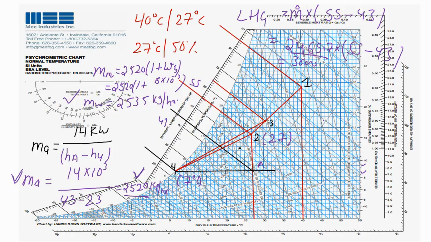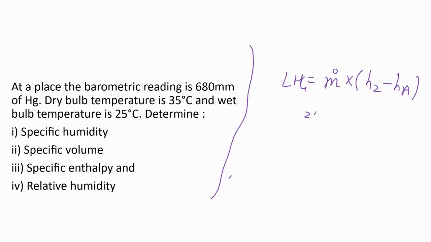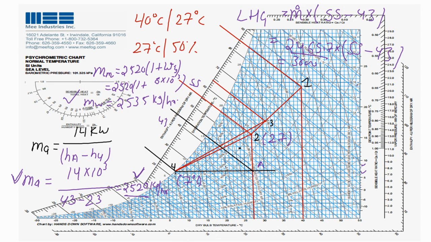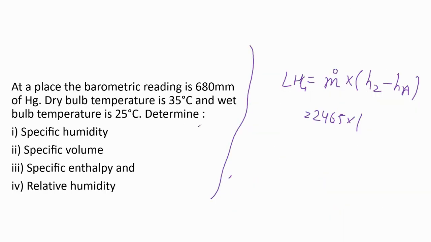मास फ्लो रेट कितना आया था हमारा? 2465. H2 हमारा कितना दिया हुआ है? H2 दिया हुआ है हमें 55 और HA ये है 43, तो 55 माइनस 43. Okay, so we solve this and divide by 3600 and we get 8.219 kilowatt. Okay, so this is latent heat gain.